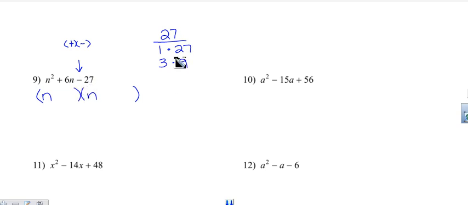We're looking for 2 numbers that can multiply to a negative 27, but when I combine them, I get positive 6. 3 and 9 are going to be a good choice. I need to figure out which one gets the positive and which one gets the negative. When they have opposite signs, the larger term is always going to match the sign of the middle. So if I put the positive with the 9 and the negative with the 3, and I add those 2 numbers together, positive 9 and negative 3 does indeed give me positive 6.